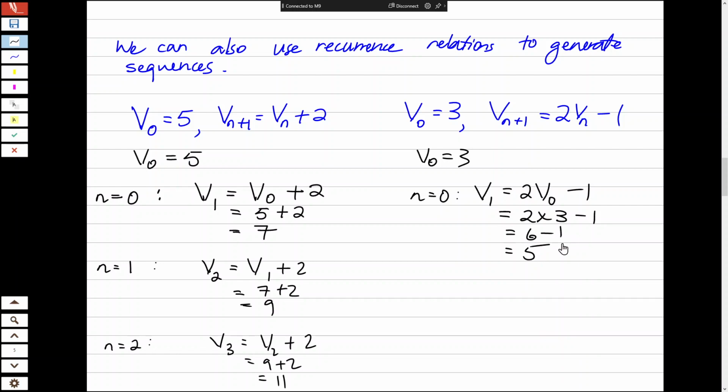Okay, so if you recall, we defined arithmetic sequences where we add the same number and geometric sequences where we multiply the same number. Here I'm actually doing both. So you haven't seen a sequence like this before last year, but you can still do the calculations to generate the sequence. Okay, so I'll just do one more. This time I'll substitute n equals 1. So V2 will be 2V1 minus 1. Notice that I'm replacing n with a specific value now to calculate a term.